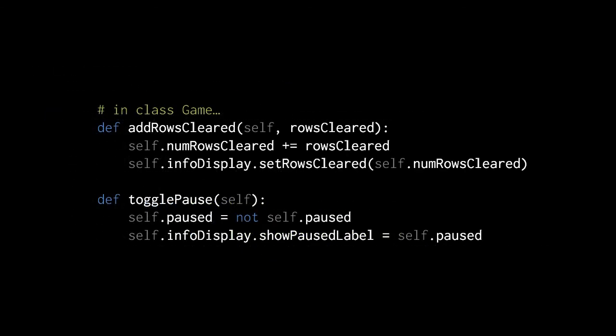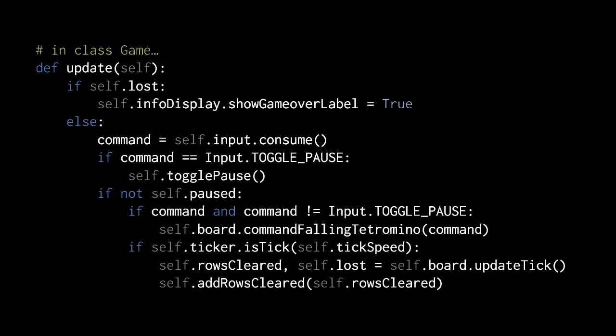Anyway, the addRowsCleared method updates the tally of cleared rows and adjusts the rows cleared message accordingly. The togglePause method toggles the self.paused property and sets the showPaused label flag accordingly. The gameUpdate method, which remember is scheduled to run every 60th of a second, updates the game state. If lost is true, the game is over, so we simply show the game over label. If the game is not lost, we get the last command from the input object, and if the command is togglePause, we invoke togglePause.